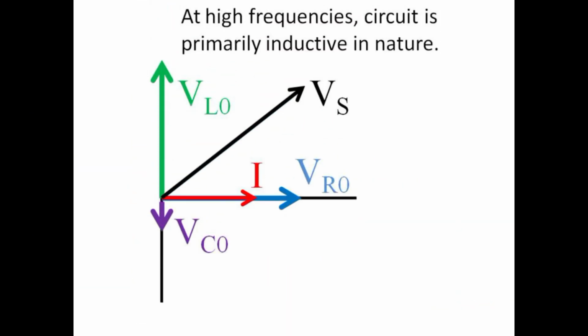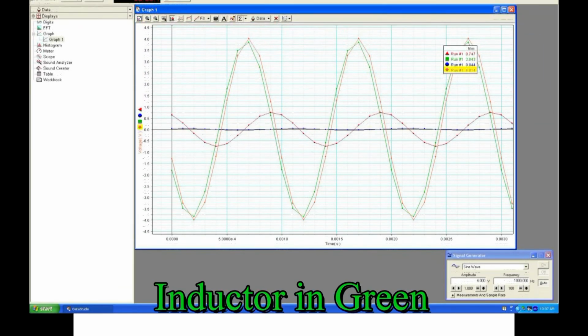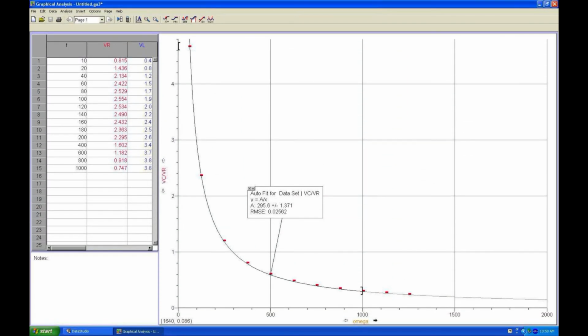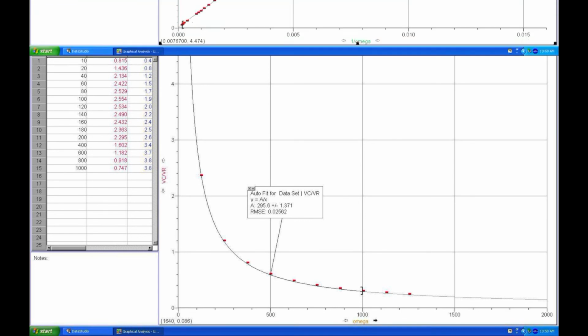At high frequencies, the inductive reactance is large, and we expect the inductor voltage drop to dominate the circuit. At 1000 Hertz, the green inductor voltage is seen to dwarf the resistor and capacitor voltages and be comparable to the source voltage. A plot of capacitor voltage versus frequency shows the inverse relationship.